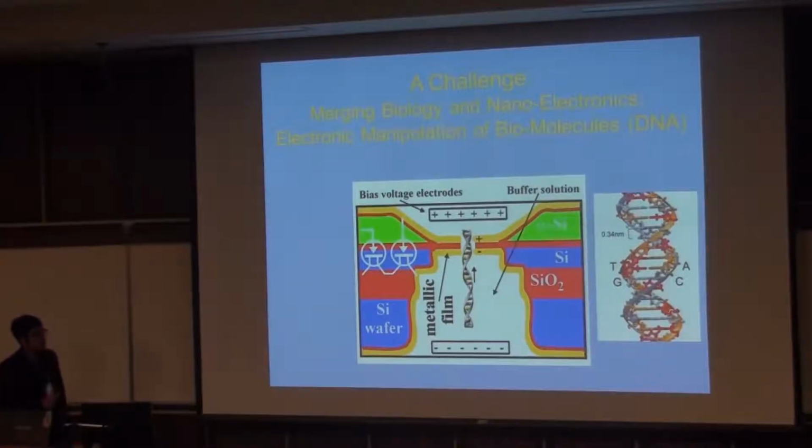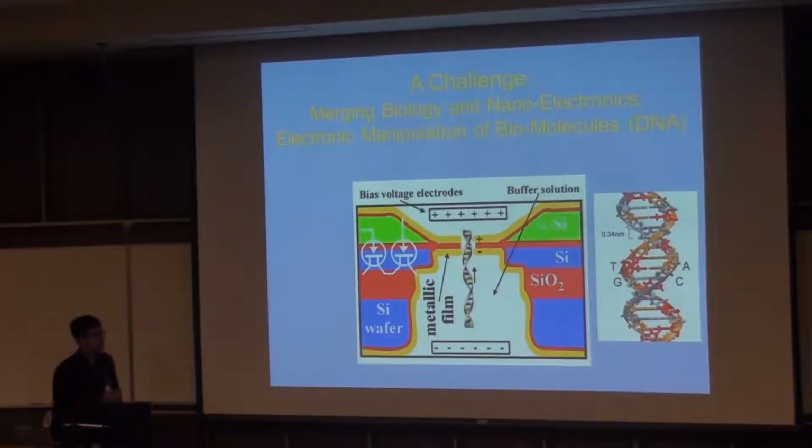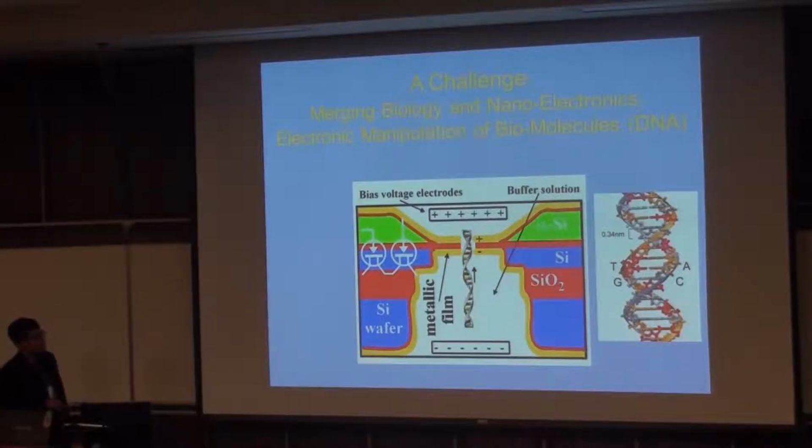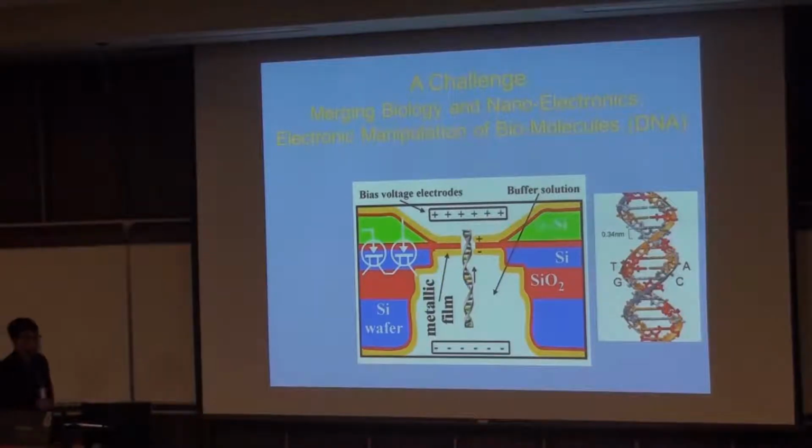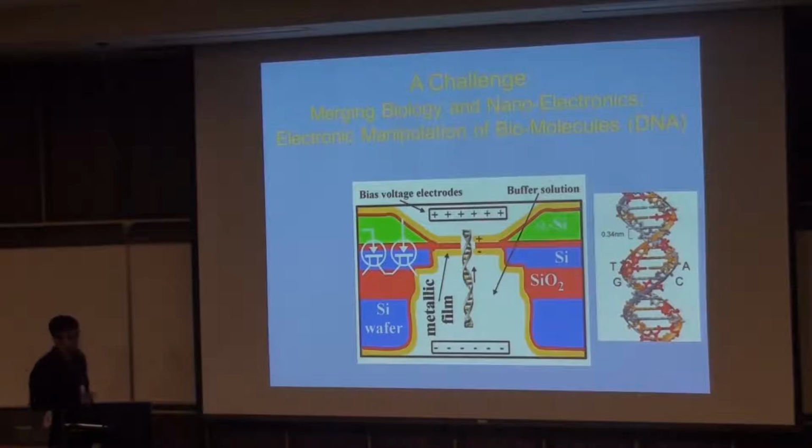Here's an example now of a device which is not a passive device, an active device. This is actually an older schematic, but it serves this purpose well. It's a multi-layer device coated with a metallic film, and by applying different voltages to these layers, hopefully we'll be able to tailor the electrostatic profile in the nanopore to manipulate the DNA.